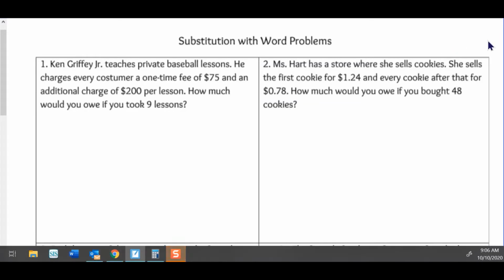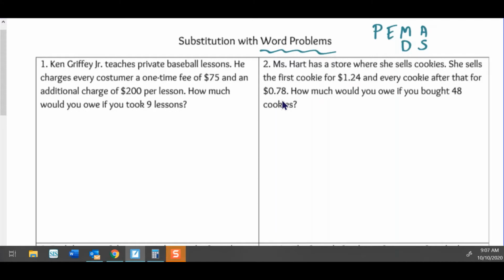Alright, here we are going to use substitution with word problems. So we are going to use the same order of operations that we need for any simplifying. We're going to use PEMDAS, but before we do that, we have to actually set up the problem that's given by the word problem. So Ken Griffey Jr.